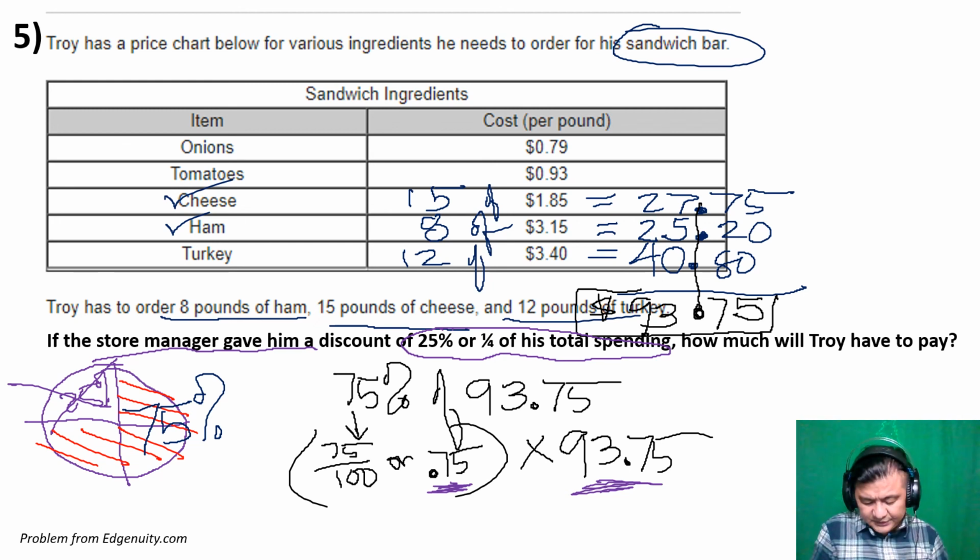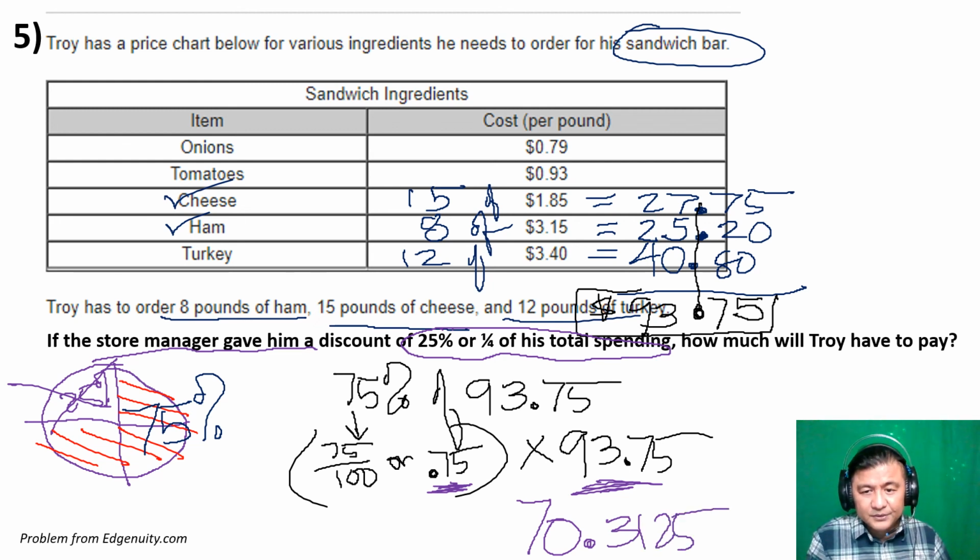Put 0.75 times 93.75 and you will get, here we go. Write it down. What do you have? Tell me. 70.3125. Make it look like money. So that is written as what? Over here.